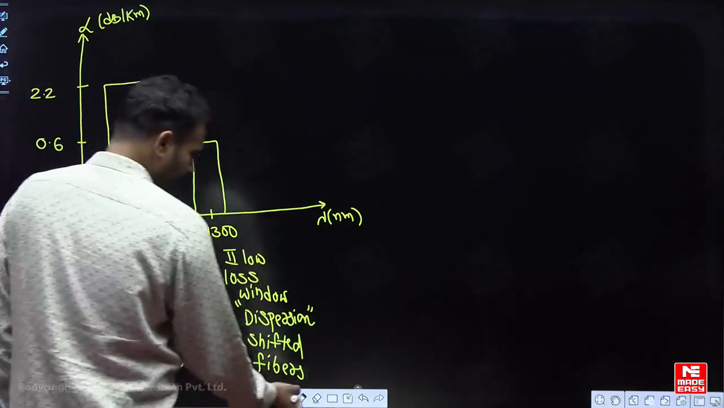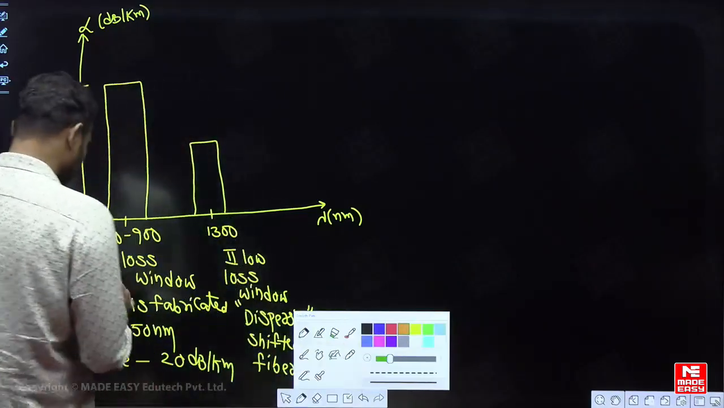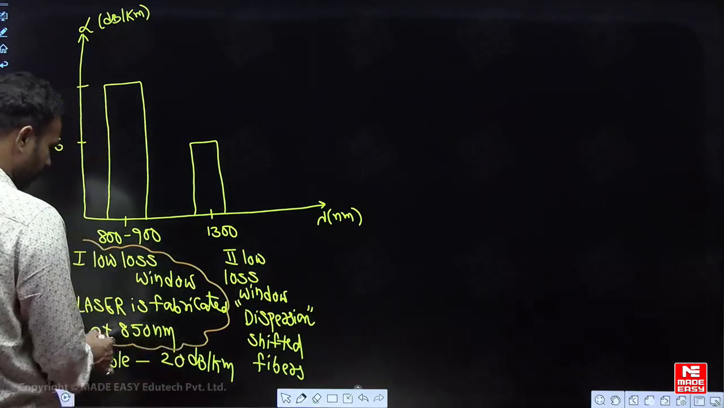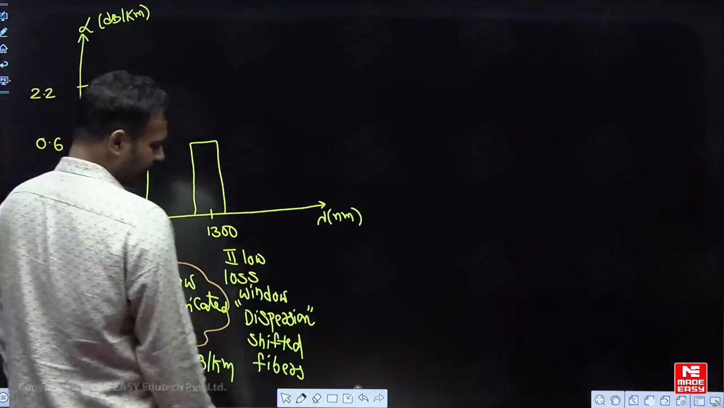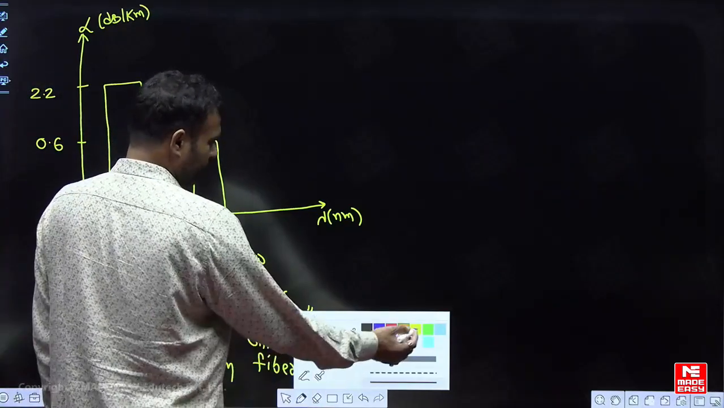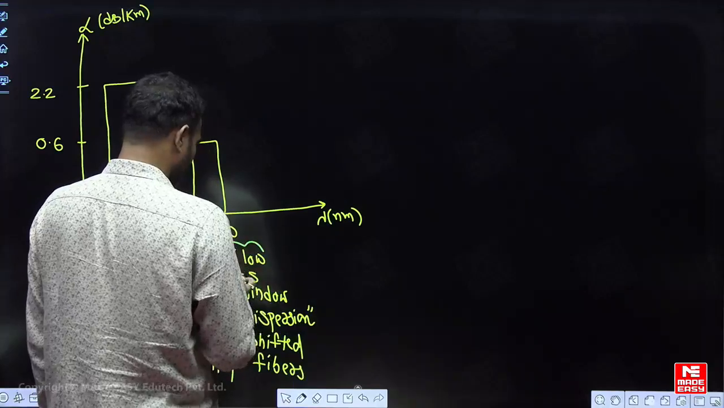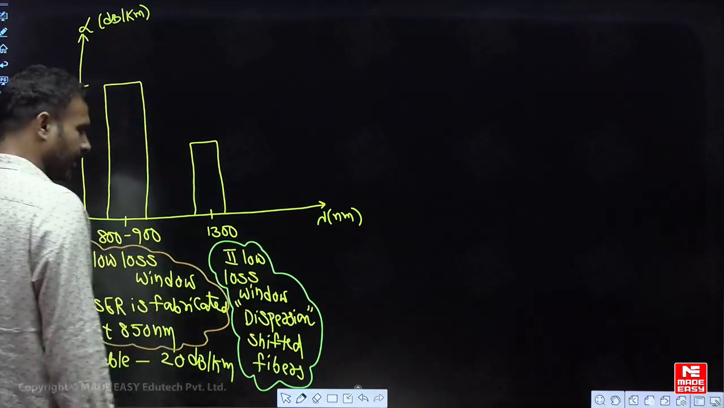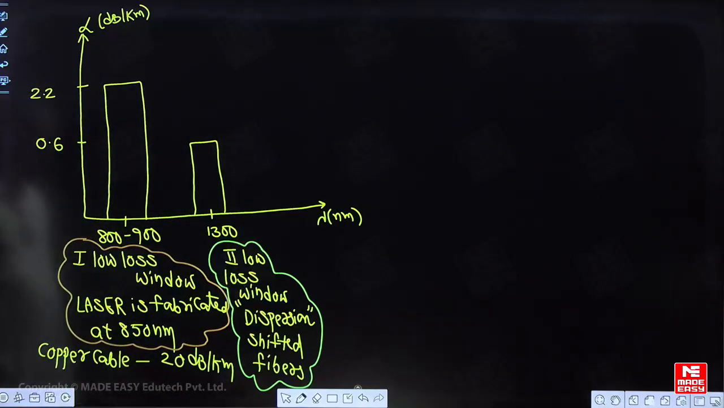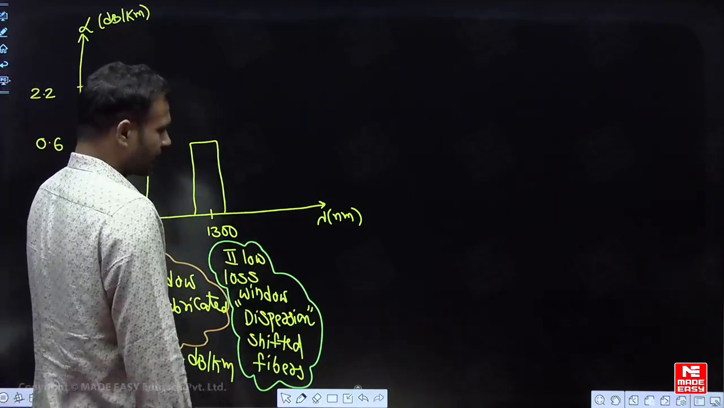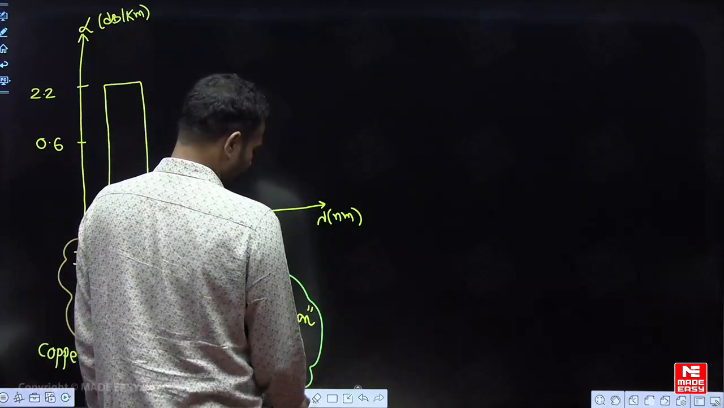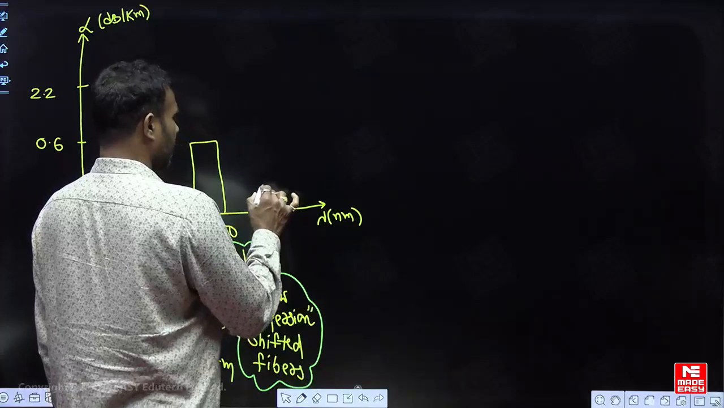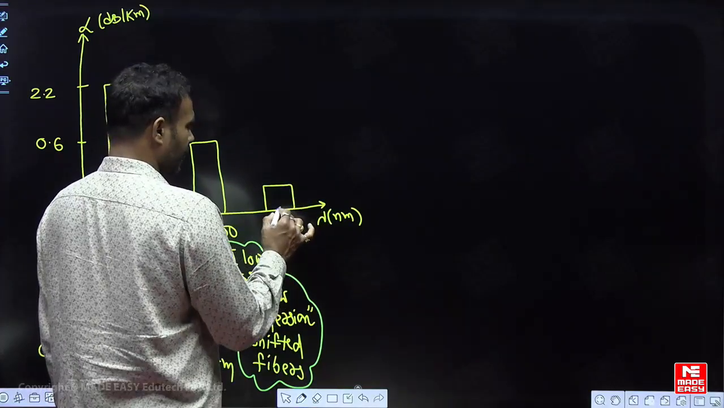So what we have seen is very simple: in the first low loss window, you design the fiber and fabricate the laser, and in the second low loss window, you have fibers operating at this wavelength, dispersion shifted fibers. Now coming to the third low loss window, just concentrate for 2 minutes, it is very simple. At the third low loss window, it is really shocking for everyone.